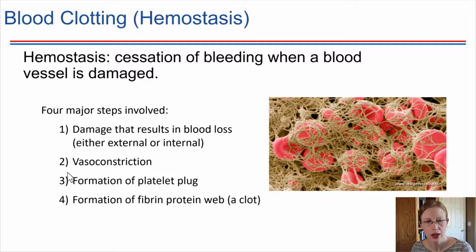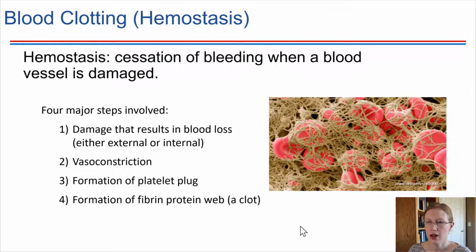And then finally, while that's going on, there's going to be what's called a platelet plug. This is going to involve the proteins that are present in the blood. They'll work together to form this web of protein, and along with the platelets, that is going to form a clot, which will help to prevent blood loss from that region.